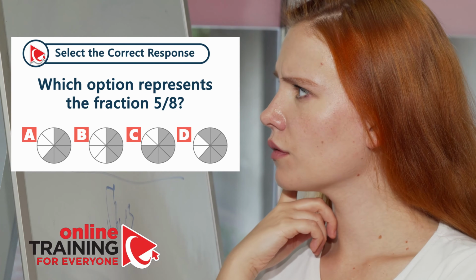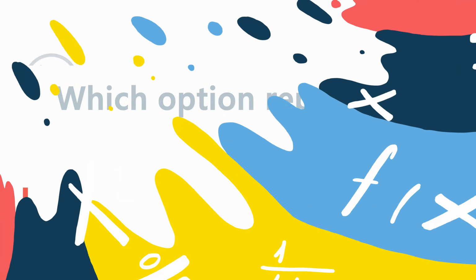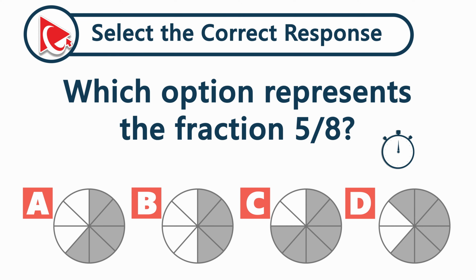Here's a quick puzzle built on basic fractions, but don't let its simplicity fool you. You're looking at 4 pie charts. Each one is divided into equal parts, and each has some sections shaded in. The question is, which one shows the fraction 5/8?